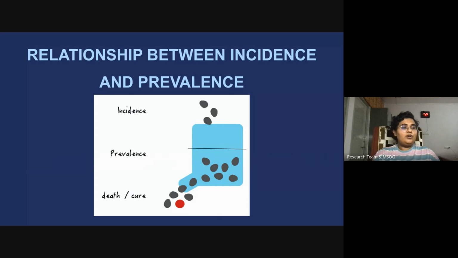Right? So can anybody tell me, if the incidence of the disease will remain the same, and the cure rate also remains the same, but the death rate decreases. For example, if we get any treatment that decreases the death rate of that disease. So the incidence remains the same, the cure rate remains the same, but the death rate decreases. So what will happen to the prevalence?